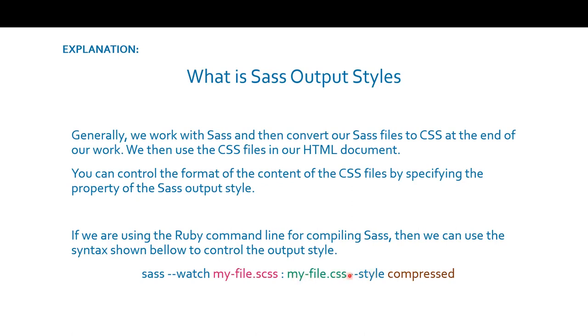Then the style, this is how to use it. Style, it should be compressed. So this is how to use this if you are using the Ruby command line. This is how to specify the style of the CSS output.